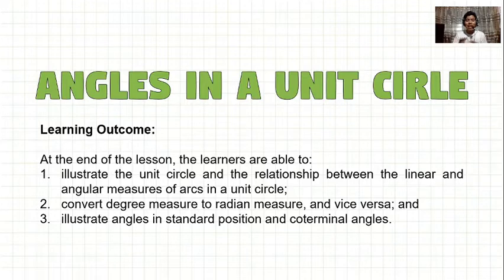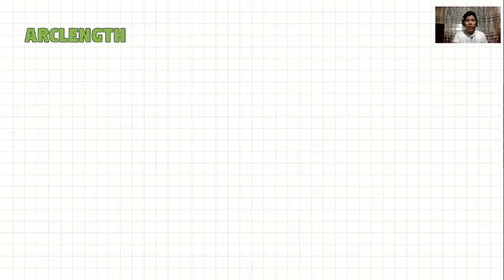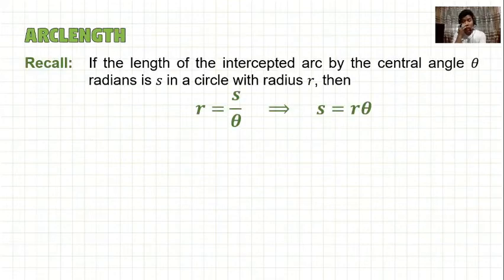Okay, so let's have now the length of the arc in a circle. Let's recall that if the length of the intercepted arc by the central angle theta in radians is s in a circle with radius r, then r is equal to s over theta. This implies now that S is equal to R times theta. S is the arc length, R is the radius, and theta is the angle in radians.